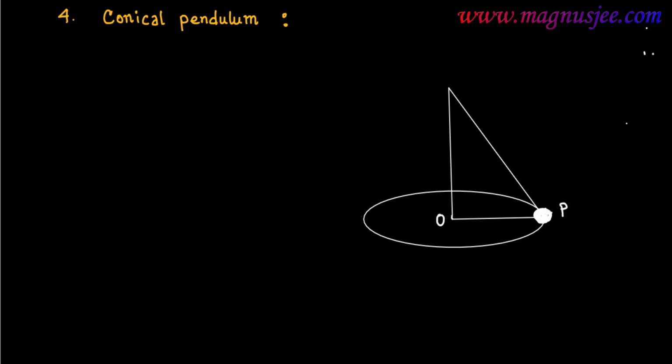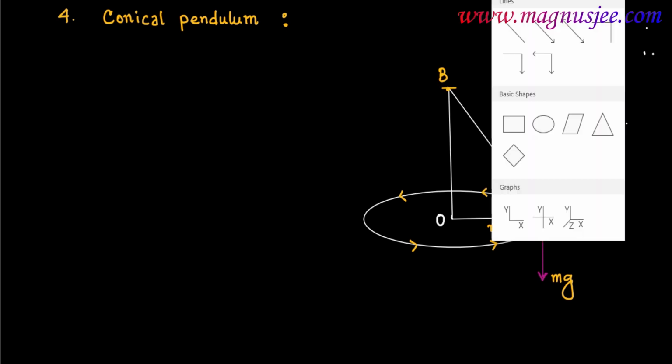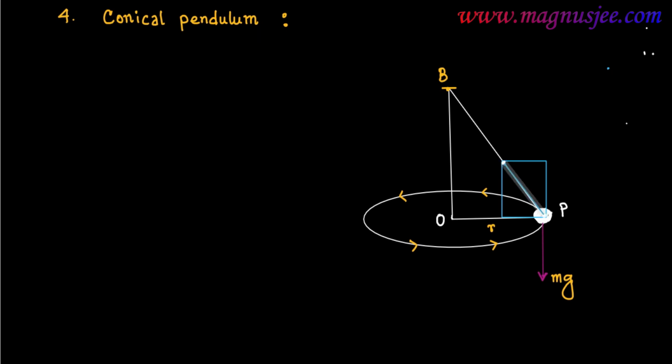P is the point at which the body is placed, and this body is tied to one end of the string, and the string is fixed to a horizontal ceiling, and mg is the weight of the body which acts downwards. B is the fixed point to which the string is connected, and the string is rotated in this horizontal circular orbit anti-clockwise according to the diagram. R is the radius of the horizontal circular orbit. T is the tension acting in the string which acts along PB.